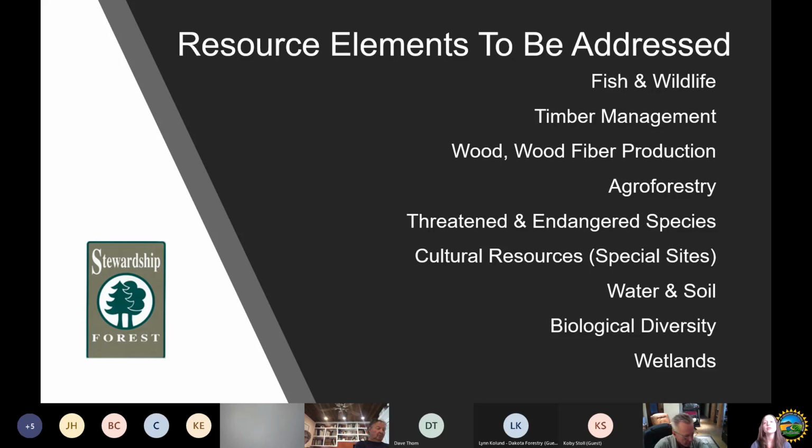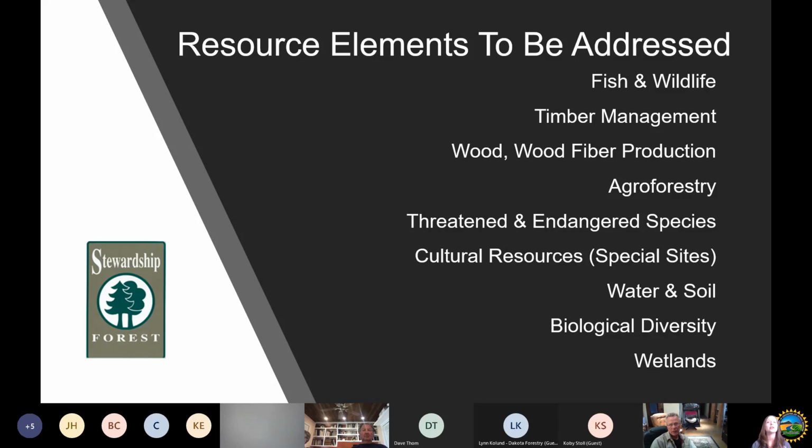So some of the resource elements that need to be addressed, and if they aren't present, need to at least be said that they don't exist in that area. If they are present, what are they? What management is going to be done with them? That includes fish and wildlife, timber management, wood fiber production. Timber management and wood typically get thrown in together, which is great. Agroforestry, which is silvicultural forestry, is also in that as well.